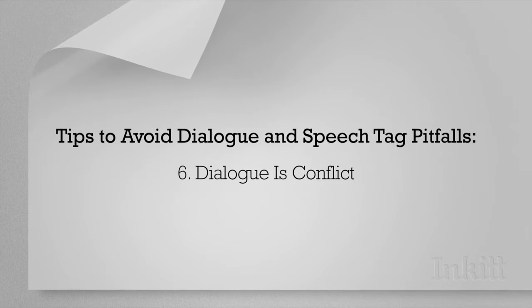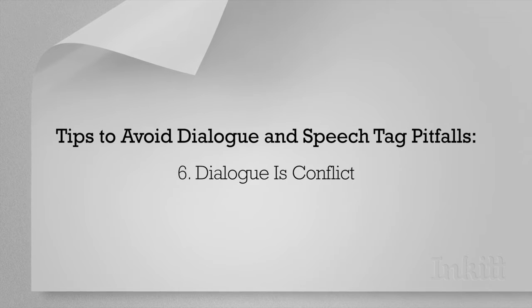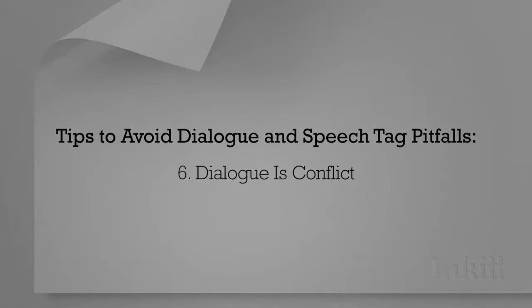6. Dialogue is conflict. Conflict keeps the story moving. People talk like they're playing table tennis back and forth. This moves the story forward. Lace your dialogue with conflict. It adds dramatic urgency to every line the characters say and keeps the story's pace.